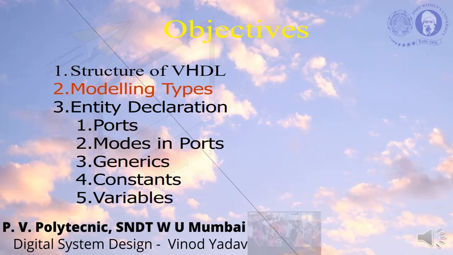Next, we use entity in declaration, and whenever we are declaring anything in the entity, we will be declaring ports in the entity. When you declare ports in the entity, the ports could have modes in, out, buffer, and inout. These are the 4 modes of ports. Then we have seen how to define generics, constants, and variables. Variables we will be seeing further. Okay, got this. So these are the things which we learned.